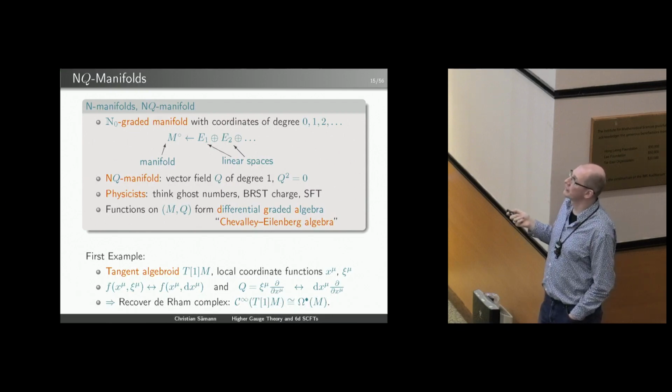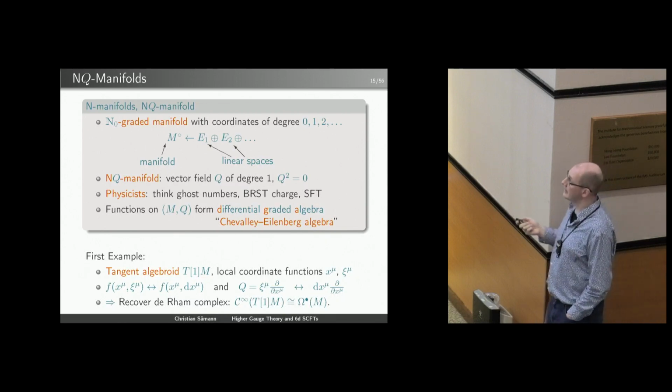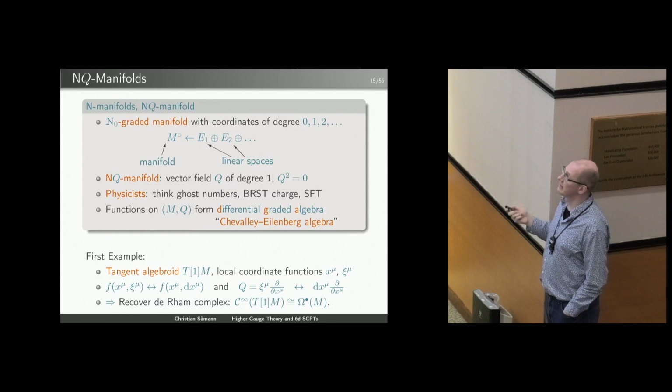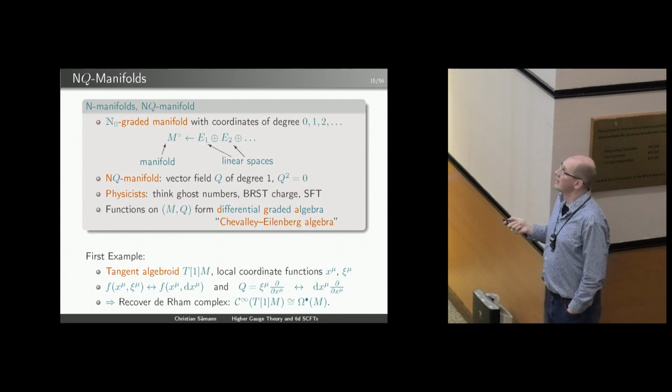And physicists, of course, should think of these degrees as ghost numbers, Q as a BRST charge, and it's very familiar from BV quantization and string field theory. Important from a mathematical perspective is that the functions on this manifold, so on the total space of this graded bundle, together with Q form a differential graded algebra, which is also known as the Chevalley-Eilenberg algebra of the corresponding L-infinity algebroid. So first example, we can look at the tangent algebroid.